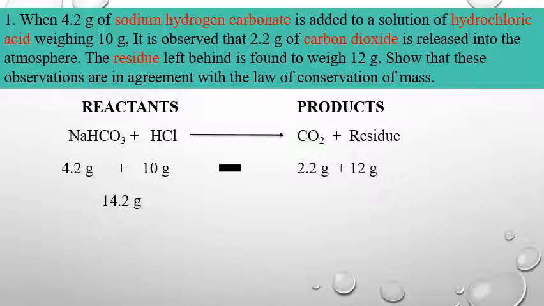So what do we do? We have to add the reactants and add the products. So you can see reactants and the products are equal. So this shows that the total mass of reactants equals the total mass of products. Means mass can neither be created nor be destroyed. So this agrees with the law of conservation of mass.